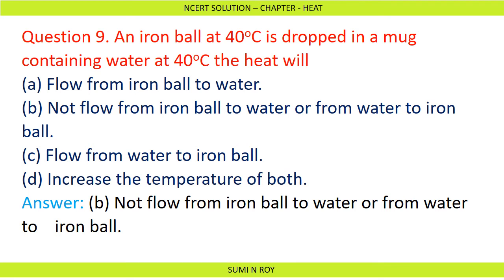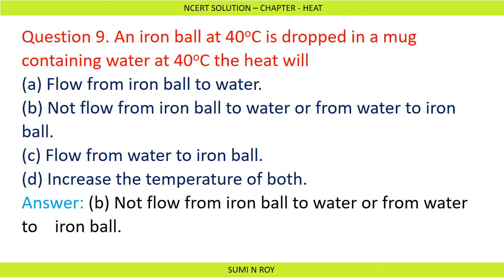Next question, an iron ball at 40 degrees Celsius is dropped in a mug containing water at 40 degrees Celsius. The heat will not flow from iron ball to water or from water to iron ball, because both are at the same temperature. So none of the objects is going to lose heat and none is going to gain heat. So the water and the iron ball will be at the same temperature. Here the heat will not flow.